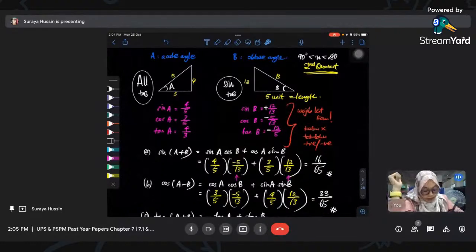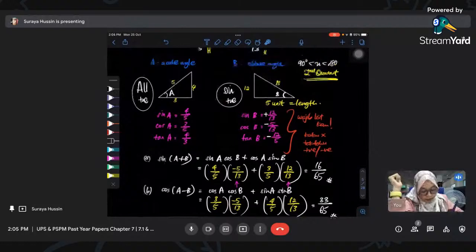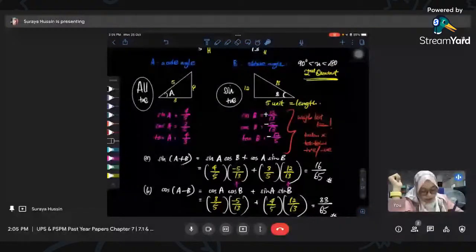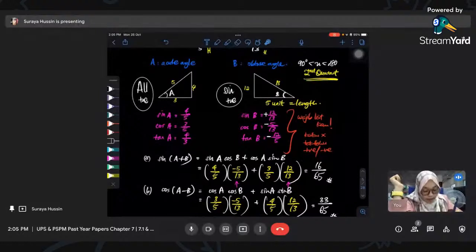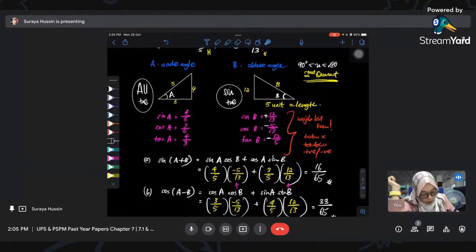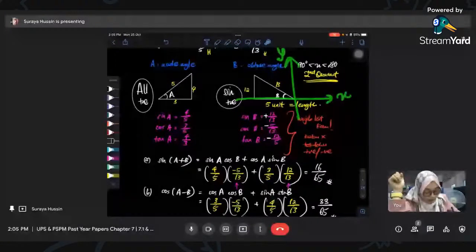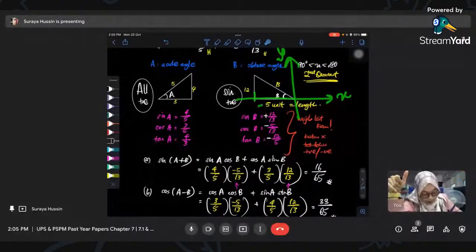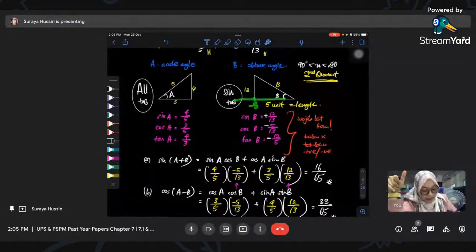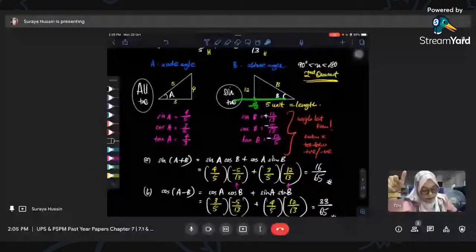While obtuse angle pula berada di second quadrant. Okay, obtuse angle berada di second quadrant. That's why actually it's very good if you put it this way. Kalau kamu buat paksi X dan paksi Y, lagi bagus lah actually. Alright, so dekat sini saya tertinggal paksi X dan paksi Y. So that's why this is -5. Okay, here is actually -5 in X-axis. That's why here got -5.